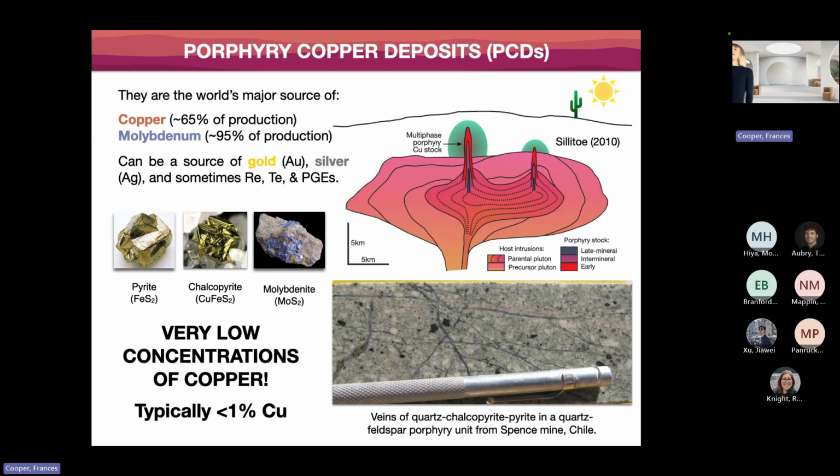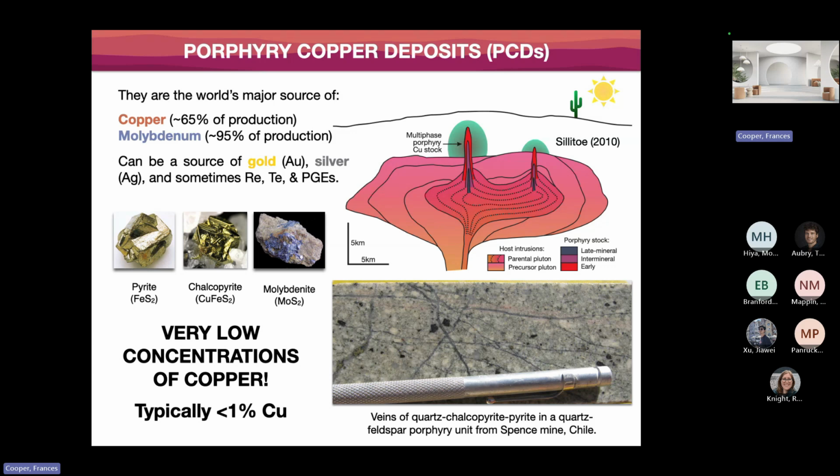One of the really defining characteristics of porphyry copper deposits is that they have incredibly low concentrations of copper. So typically less than 1% copper. And I think the current production cutoff grade is about 0.5 or 0.53%. So really, really low grades of copper.